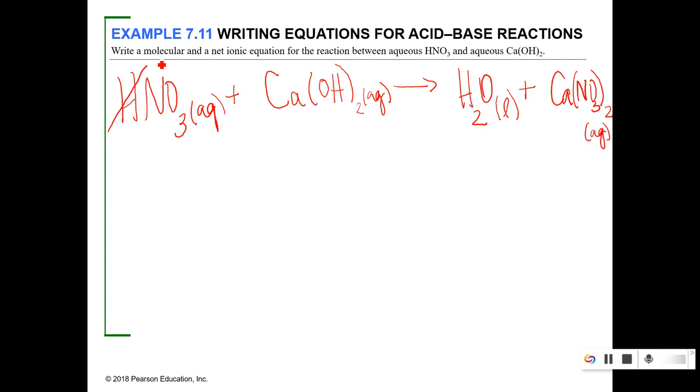Now, you may be wondering why I put nitrate in parentheses. It's because calcium has a 2 charge that crosses down. So don't forget about those. Also, we're going to need to balance this. I've got 2 hydrogens on the product side, but I've got 3 on the reactant side. And I've got 2 nitrates on the products, but only 1 on the reactants. If I put a 2 there, that fixes my nitrate. That also gives me an even number of hydrogens on both sides. So now if I just put a 2 there, that fixes my hydrogen and my oxygen.